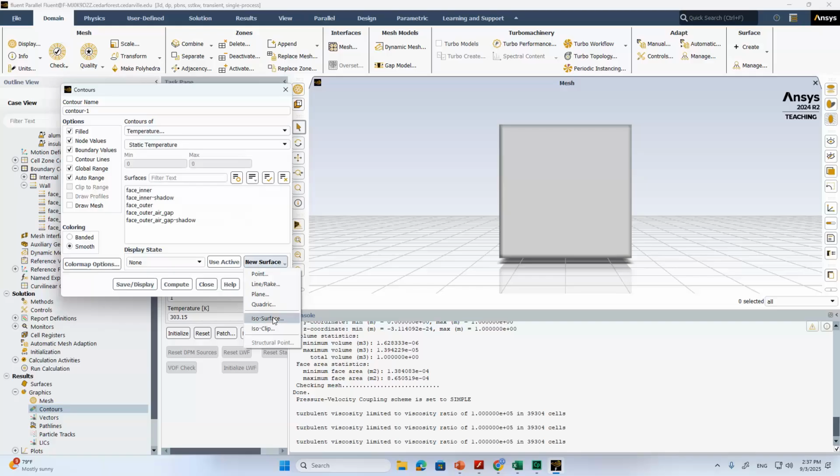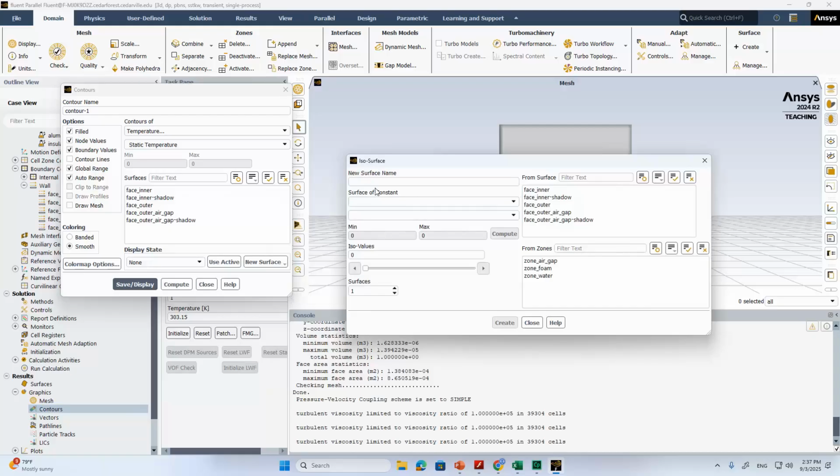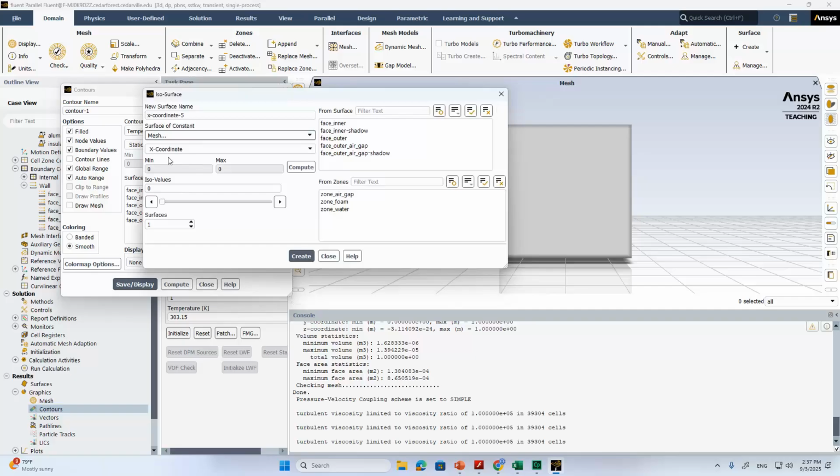So click new surface, ISO surface, surface of constant mesh, X coordinates. Okay, compute. Now it shows the minimum X coordinate and maximum X coordinate. I'm going to use X coordinate equals 0.5 to define that cross section surface. Click create. Then this surface is created. It's named X coordinate 5 in fact. If you create another one, it will be called X coordinate 6, and I have no idea why it is 5.